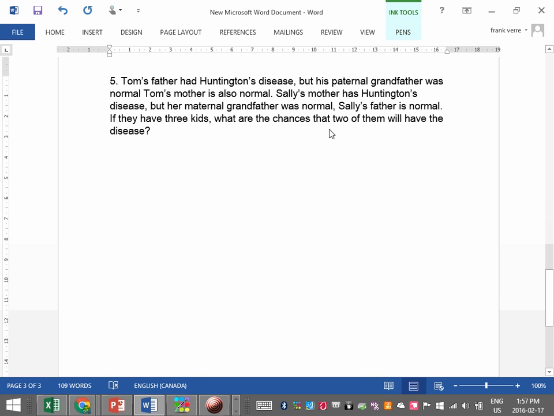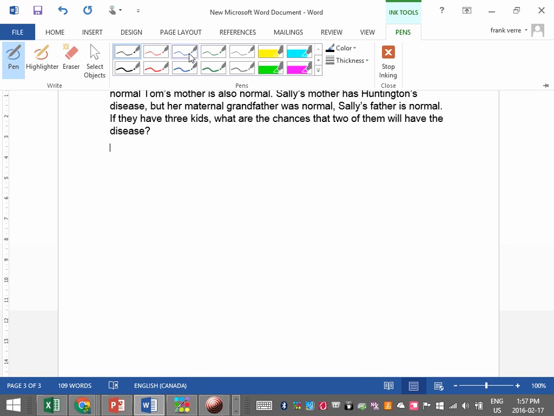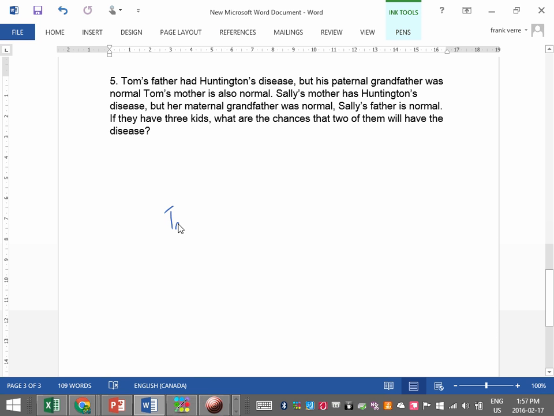We talked about this a little bit yesterday, so I'm going to review. So we got Tom, and we have Sally, right? The question says Tom's father had Huntington's. So if we look at the family tree, Tom's father had it, so we know his father had one big H. But Tom's mom was normal, which means Tom's mom was little h, right? Now it says his paternal grandfather was normal.